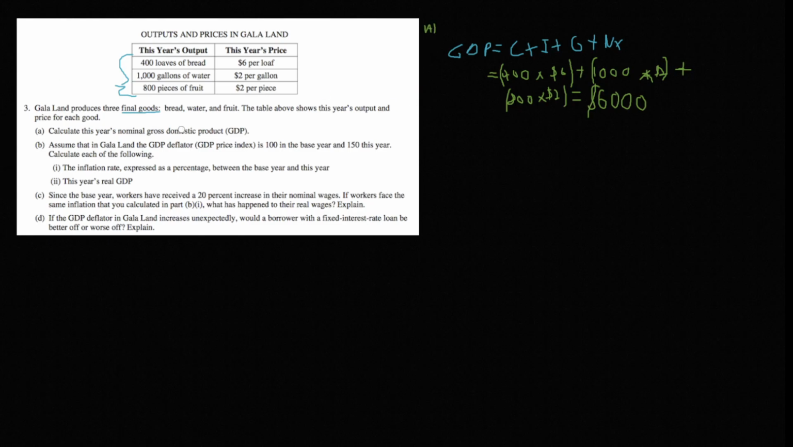What about part B? Part B says assume that Galaland has a GDP deflator and GDP price index of 100 in the base year, and 150 is this year. Obviously they're going to have 100 in the base year, but technically it might be off ever so slightly depending on the month. But generally it's going to be very close to, if not 100, in the base year.